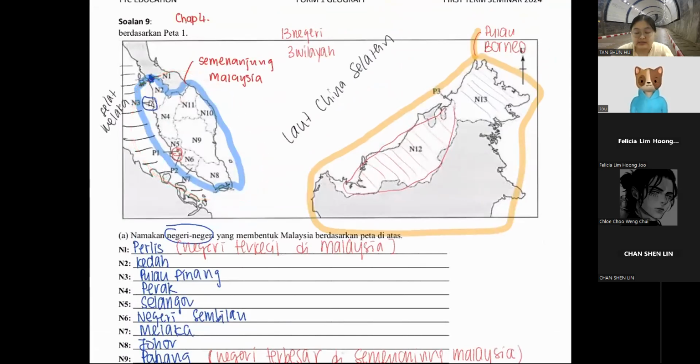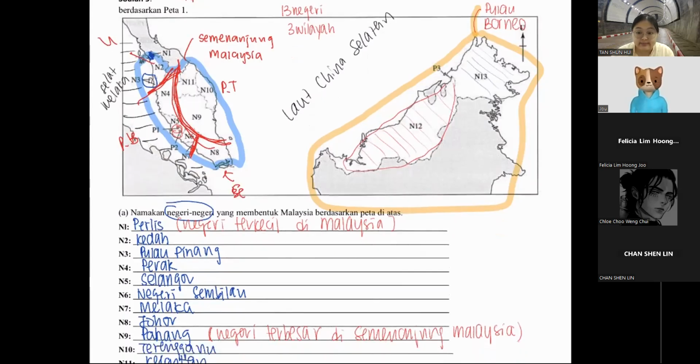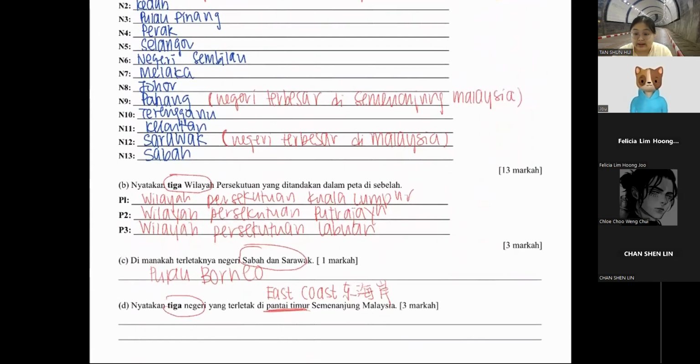Now you see, this is Semenanjung Malaysia. And you can split Semenanjung Malaysia like this. Okay, this is the Pantai Timur. This is the Pantai Barat. This is the Selatan. This is the Utara. Okay, yes, Kelantan, Terengganu, and Pahang.